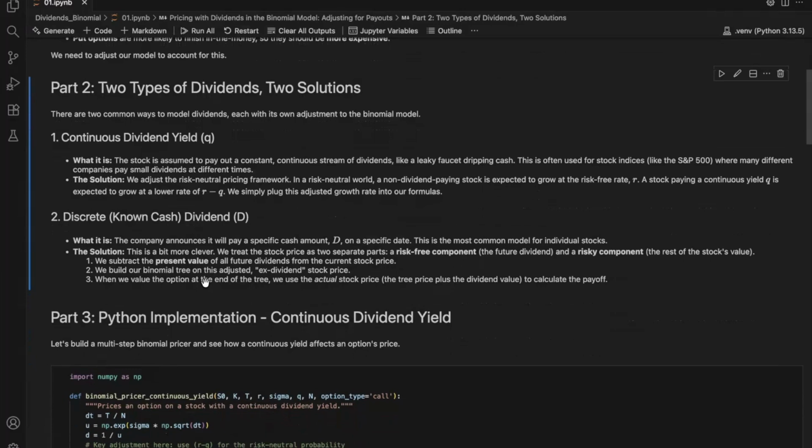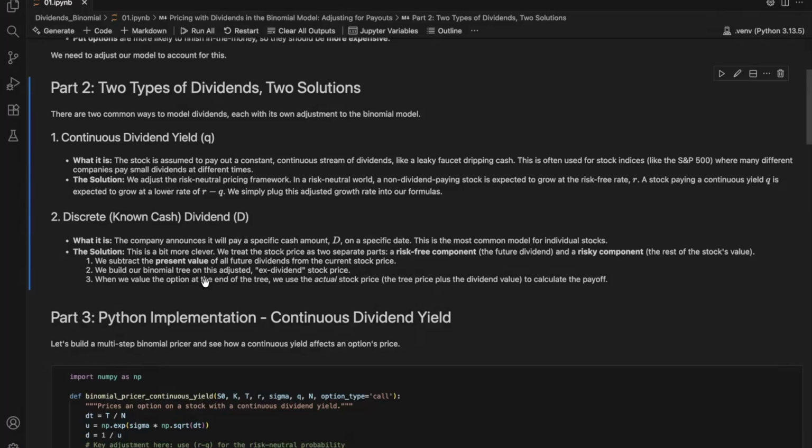The second, and more common for individual stocks, is the discrete cash dividend. This is when a company announces it will pay a specific cash amount, for example $2.50, on a specific future date. This is a known, certain cash flow. The solution here is quite clever.